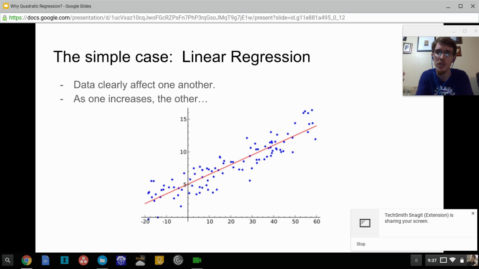Now this is really useful when data clearly affects one another. So as one increases, the other one increases, or as one increases, the other one decreases. The picture that I've got right here is a scatter plot, where the data is clearly going in one direction, and that's great. Linear regression is fantastic when things do affect each other that way, and they're so connected.